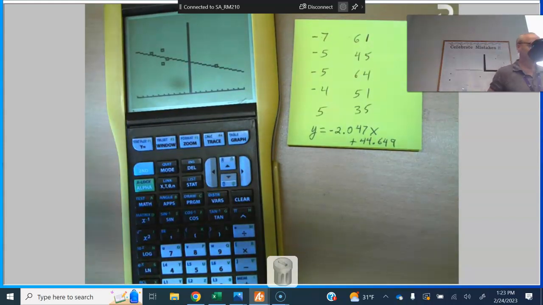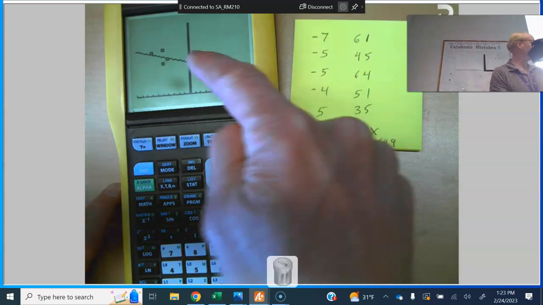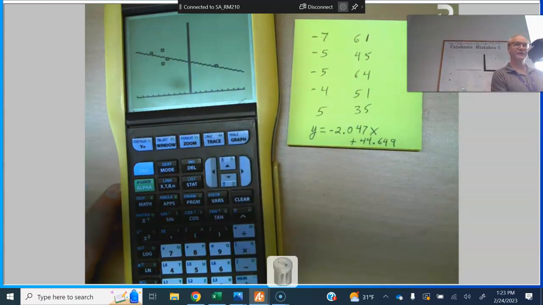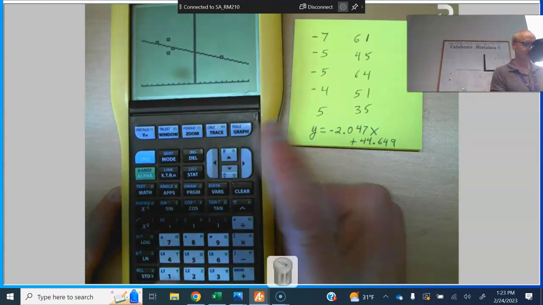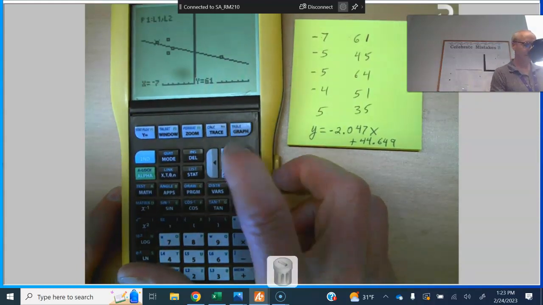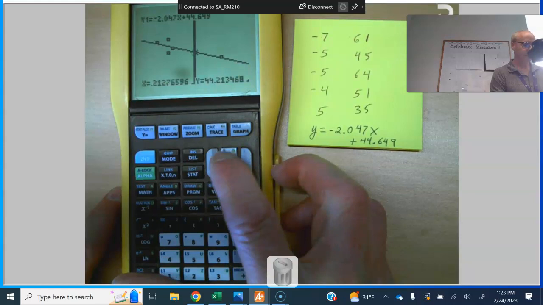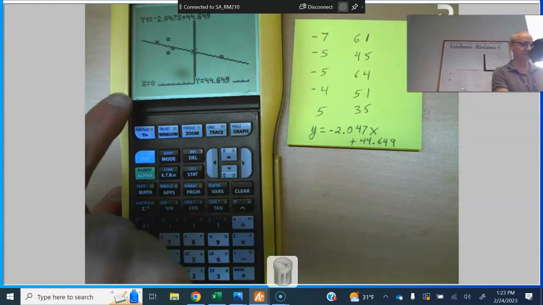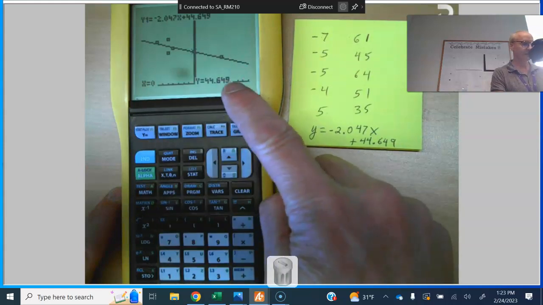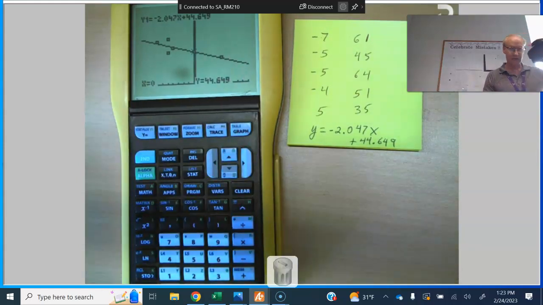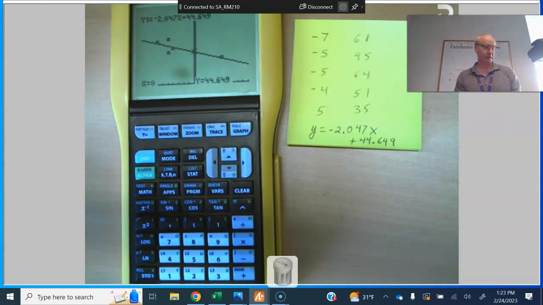What I could do is I could estimate what I think the snowpack is going to be if it's 0 degrees in January. So if I go to 0 on my graph, if the temperature in January is at 0 degrees Celsius, I'm going to expect only 44 inches of snowpack. 45, something like that.